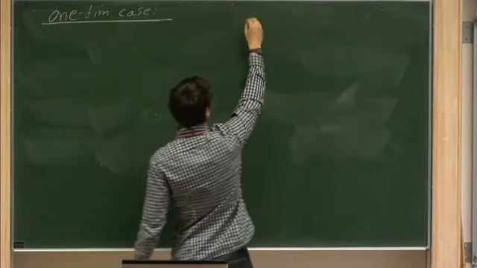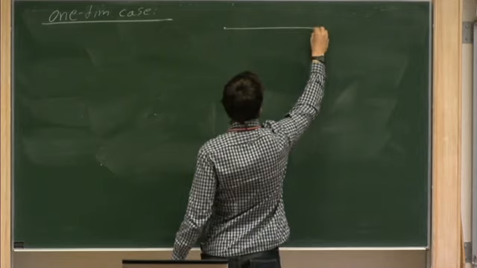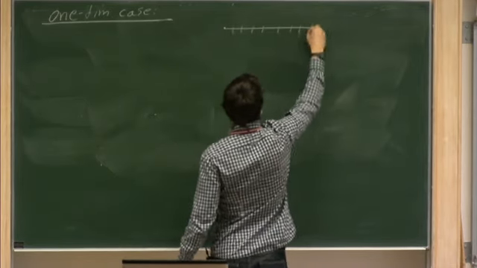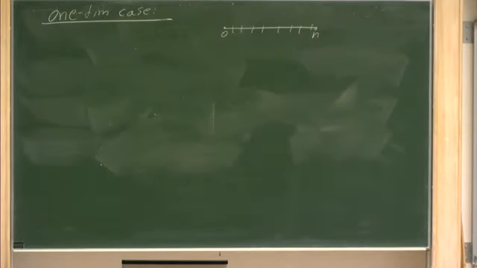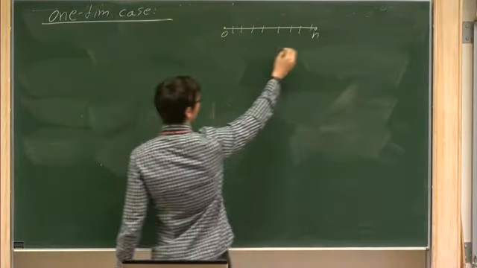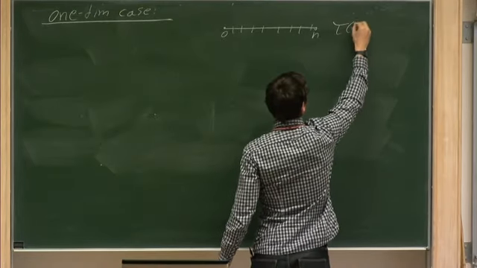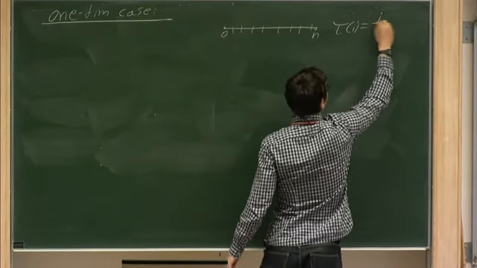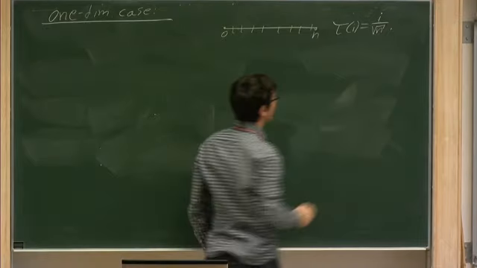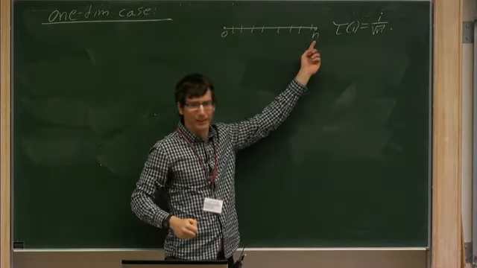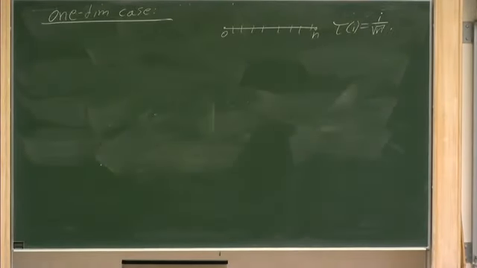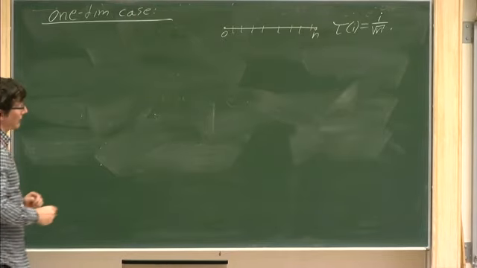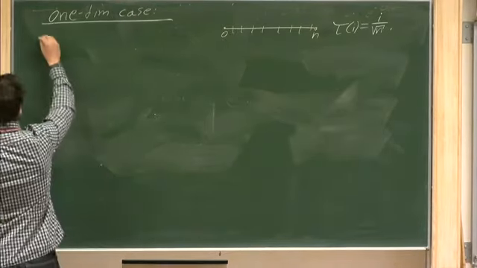And I take my one-dimensional lattice from 0 to n. In the one-dimensional case, the analogous quantity to the function tau, which was on the board before, is the function tau that at the point i equals i divided by square root n. So the sum of gradients squared is at most 1. Actually, it is exactly 1.